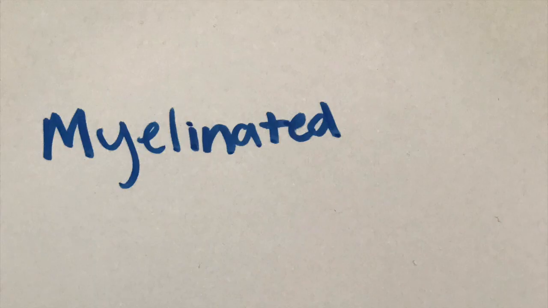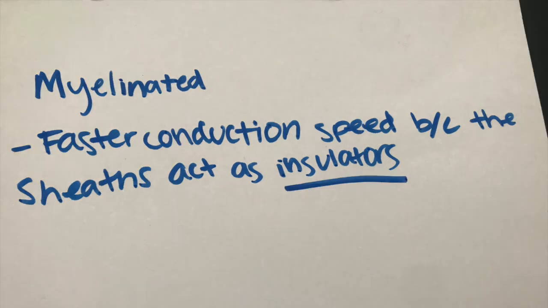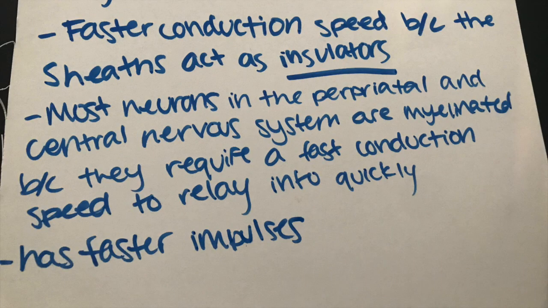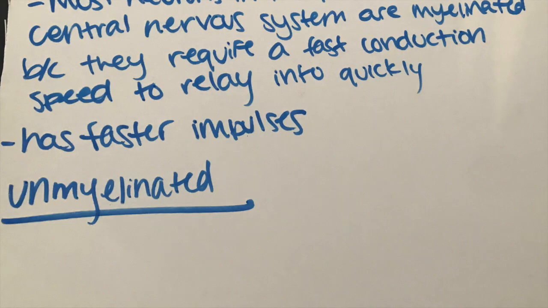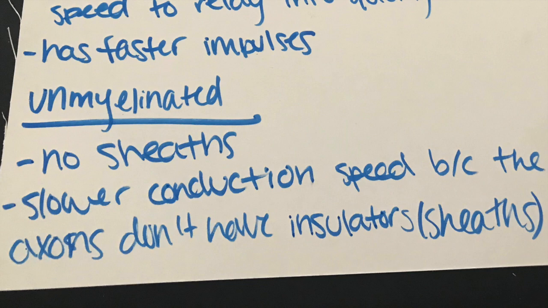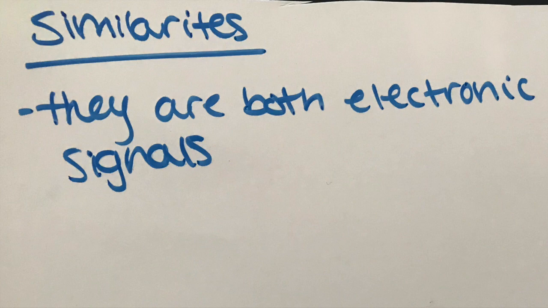There are myelinated and unmyelinated axons. Myelinated axons have sheaths which allow for faster conduction speeds because the sheaths act as insulators. Most neurons in the peripheral and central nervous system are myelinated because they require a fast conduction speed to relay information quickly. Myelinated axons also have faster impulses. Unmyelinated axons have no sheaths, which causes slower conduction speed because they do not have the insulators. A similarity that both myelinated and unmyelinated axons share is that they convey electrical signals.